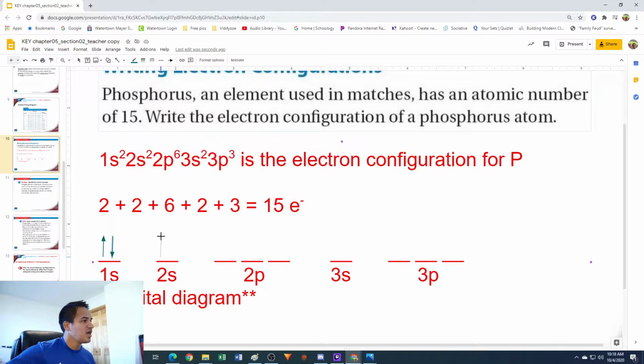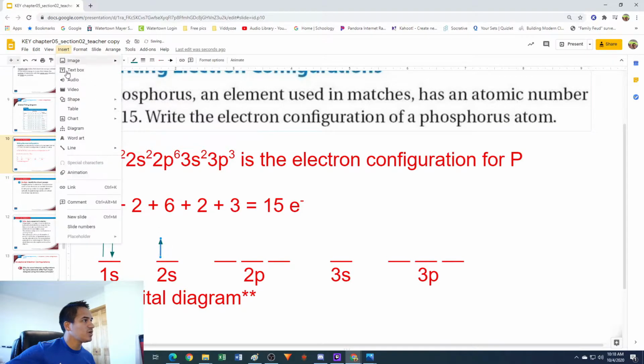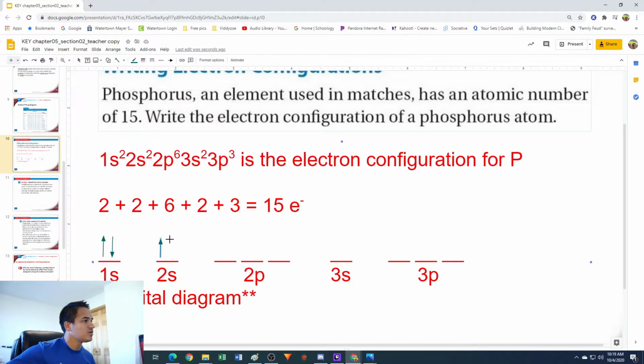So we have 2s, and there are 2 electrons in this one. So there's 1. Insert another arrow. And there is 2. Okay, so there's our 2 there. Then we get to 2p.